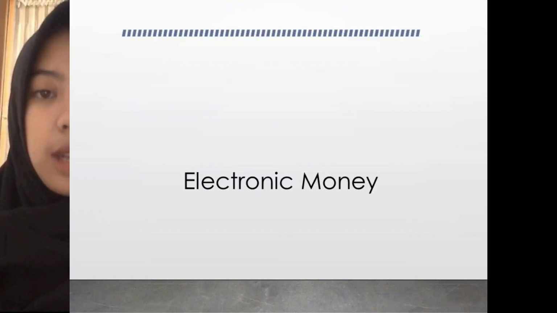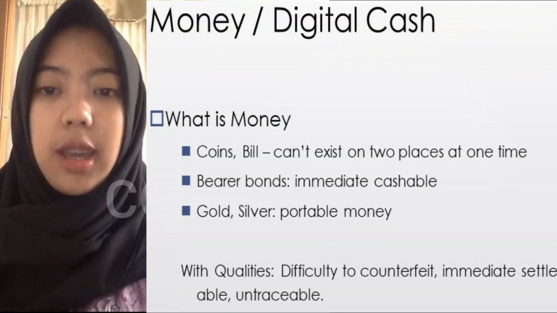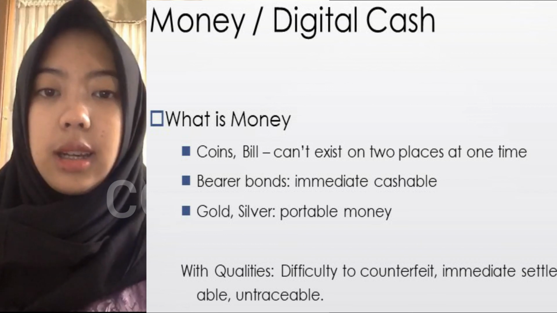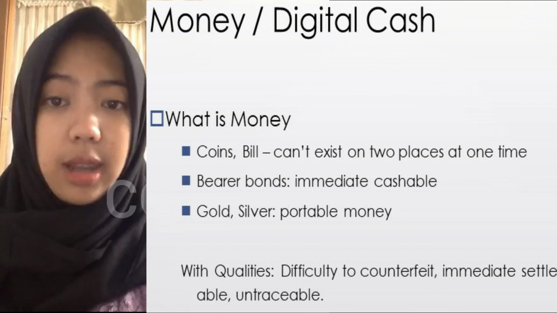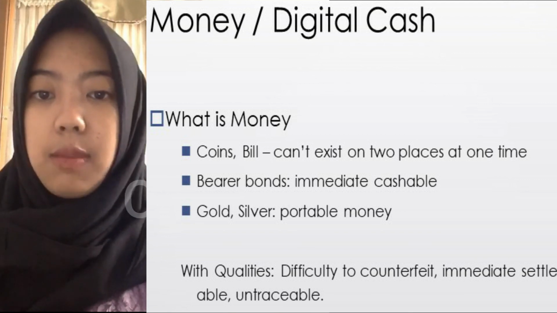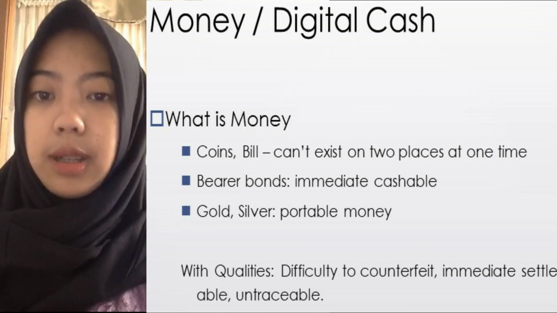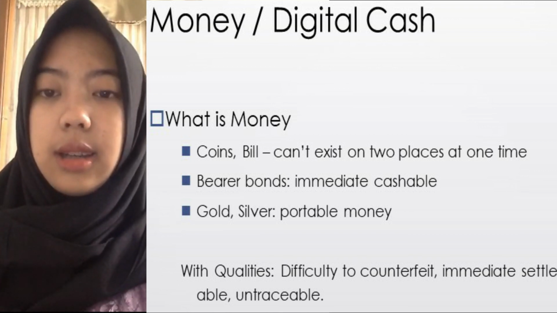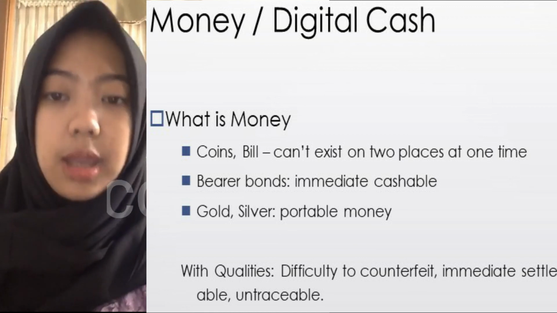So I will explain about e-money or digital cash. Before that, I will explain about the terms of money itself. Coins and bills, like money, cannot be in two places at once, cannot be double spent. Bearer bonds or others are immediately cashable, for example, traveler's checks. And the third one is diamonds and gold. We call it portable money.